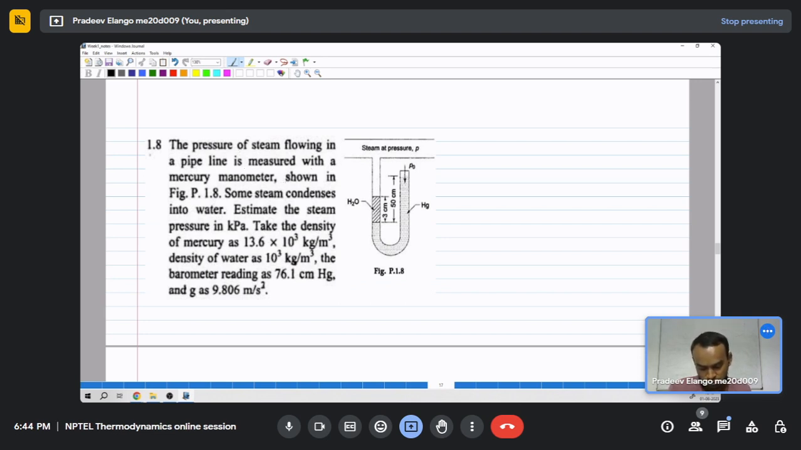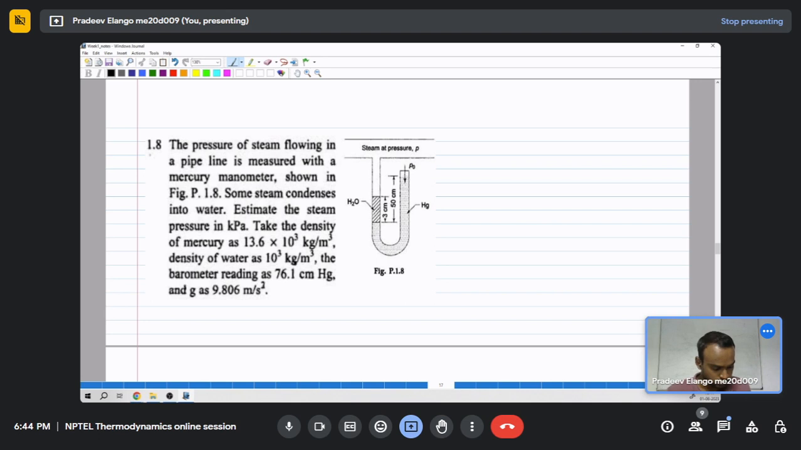mercury manometer shown in the figure. Some steam condenses into water. Estimate the steam pressure in kilopascal. Take density of mercury as 13.6 into 10 power 3 kilogram per meter cube. Density of water is this. The barometer reading is 76.1 centimeter of mercury and G is 9.806.